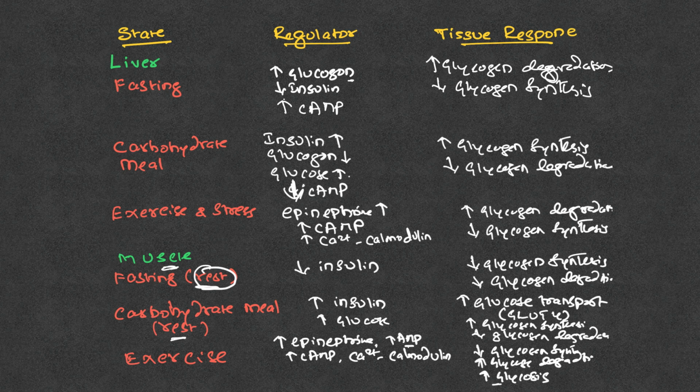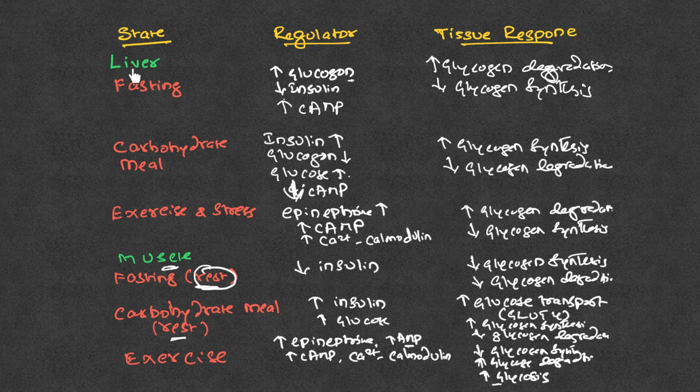So, this is how the liver and muscle glycogen stores are regulated by a variety of regulators under different conditions. So, let me quickly revise this here. So, here is your state, regulator and tissue response.